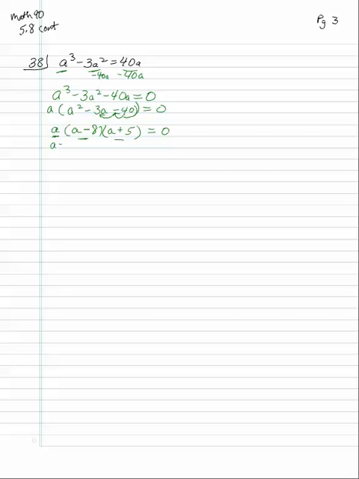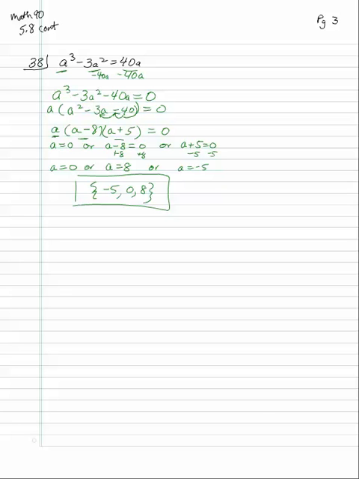So we have 3 possibilities. Either a is 0, a minus 8 equals 0, or a plus 5 equals 0. And we're going to solve all those. The first one's already done. So a could be 8, negative 5, or 0. So you got 3 solutions on this one. Alright, let's try another one.